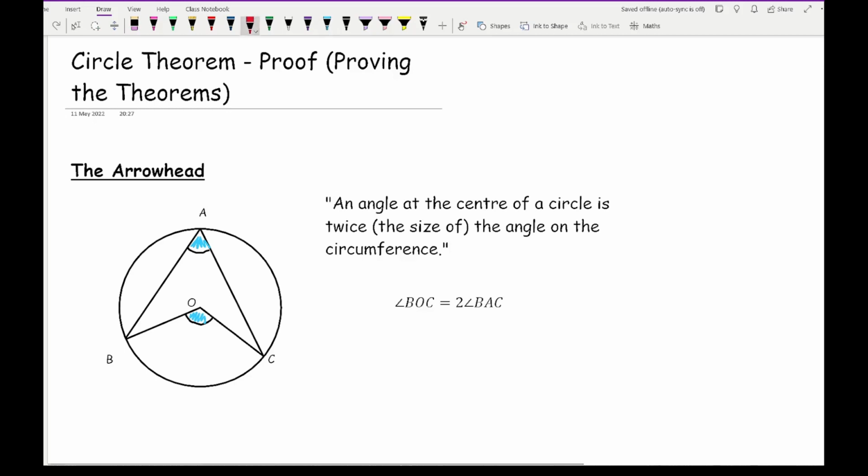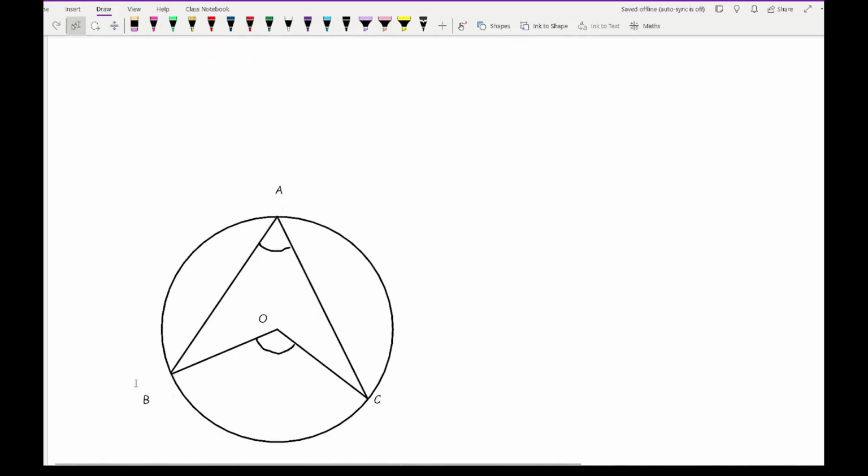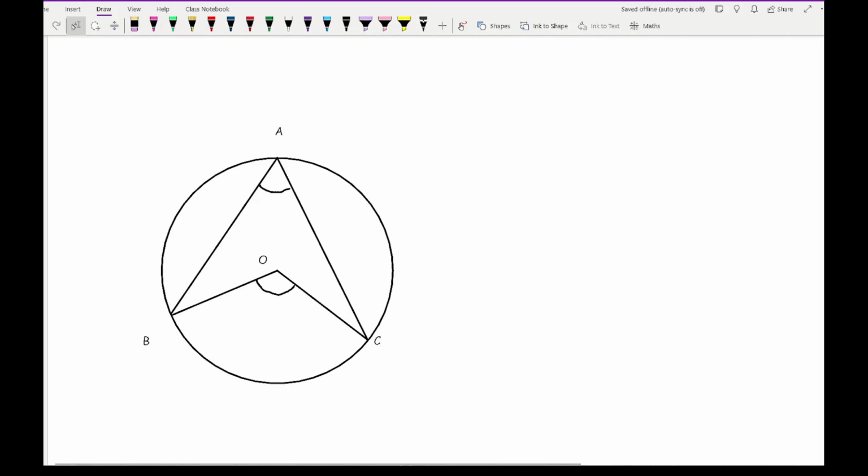So if this angle here is x, that this angle here is going to be twice its size. So let's have a look at how we go about explaining this. So the first thing we want to do is take an arrowhead as an example, and this is typically what an arrowhead would look like.